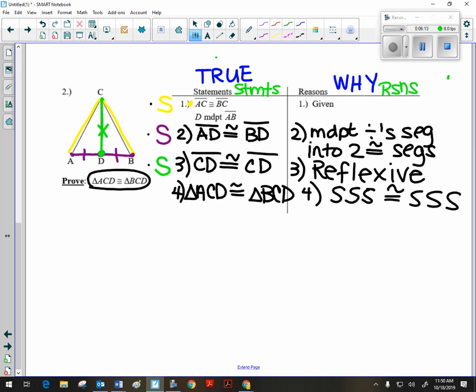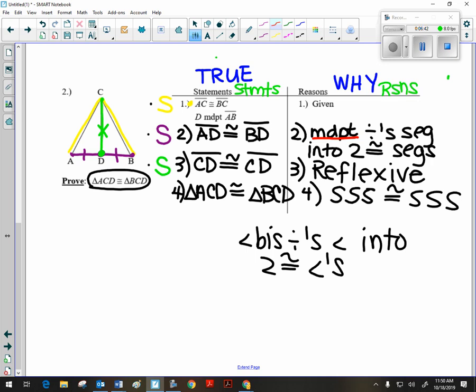So just a short little video that was probably necessary for you to know what to do on your homework tonight. Just as a reminder to you, every time you go through and use a midpoint, that's the reason that you're going to use. Up above in question number 1, we used a reason angle bisector divides the angle into 2 congruent angles. Every time you have an angle bisector, that's the reason that you're going to use. So those reasons for the angle bisector in the midpoint are going to show up again and again and again.